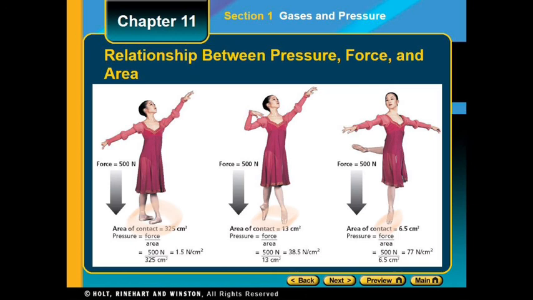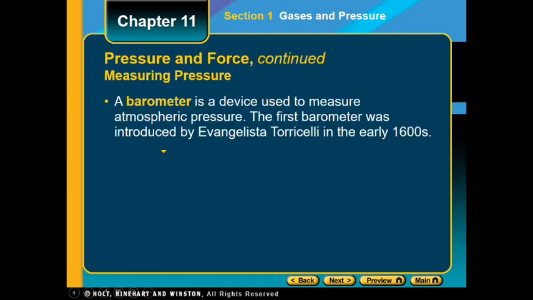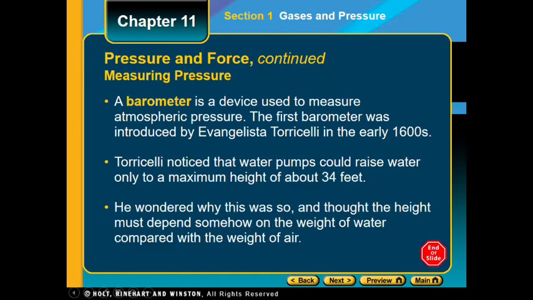Now, you've been introduced to pressure, force, and area. We're going to look at two different devices used to measure pressure. The first one that we're going to look at, and these will be separated here just a little bit, but the first one is called a barometer. And a barometer measures atmospheric pressure. So a barometer measures atmospheric pressure.